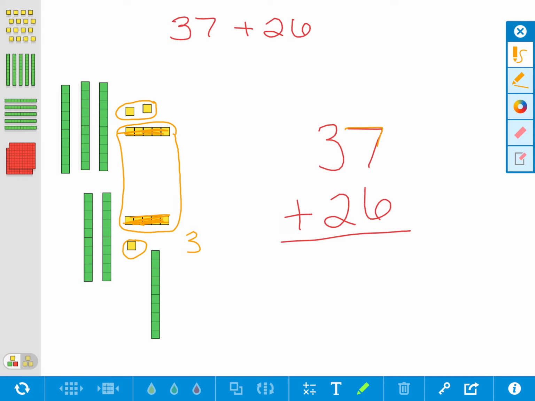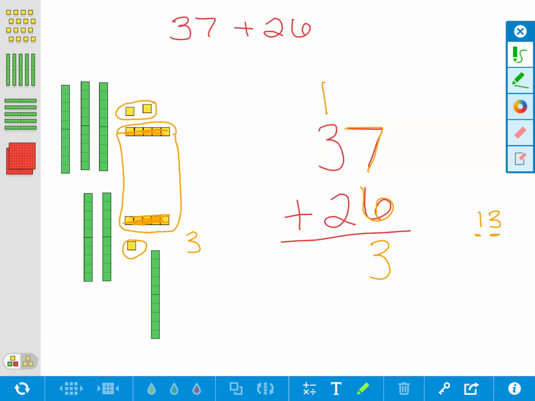In the ones place, I have 7 plus 6. Now, I know that 7 plus 6 equals 13. So I'm going to take that 3 from the ones place and put it with the ones. Then I'm going to take that 1 from the tens place and put it with the tens.